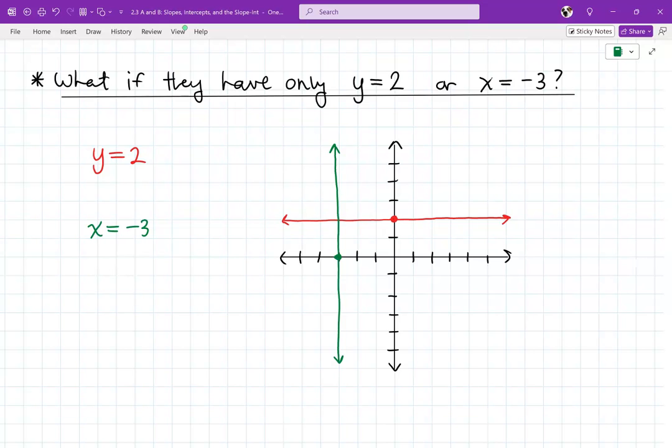Okay? So I'm going to put it right here. One variable is one-dimensional. Okay, either up and down or left and right. That's it.